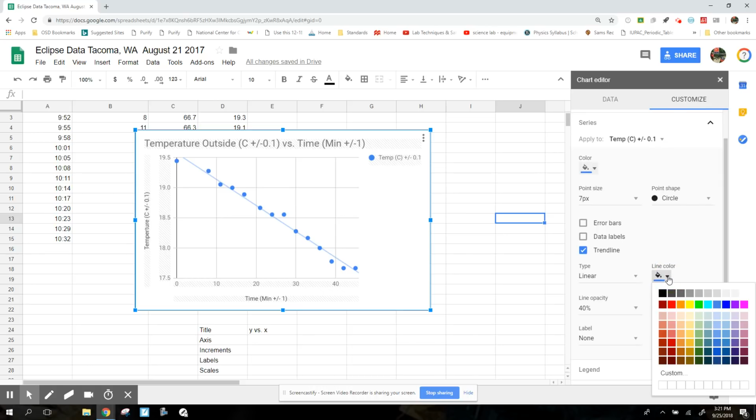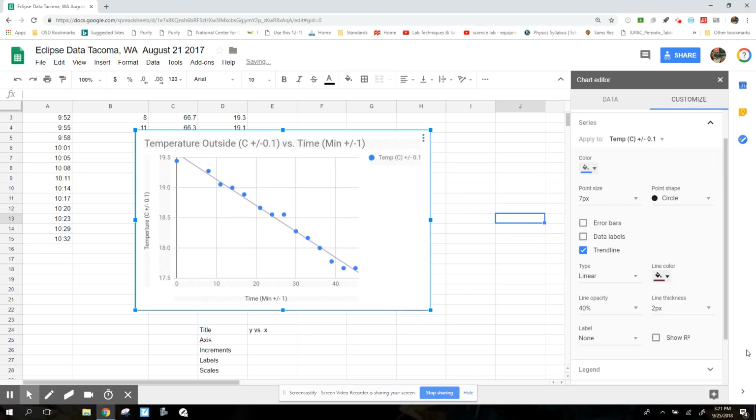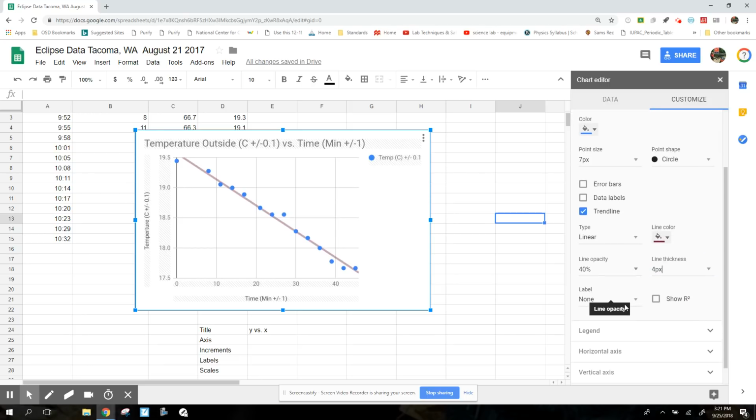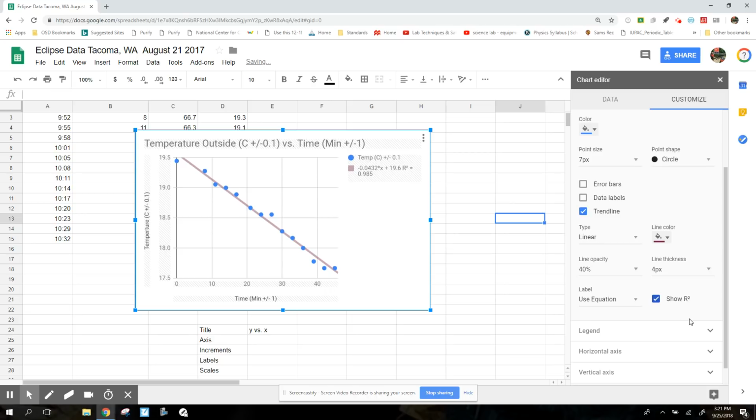I can choose a color for my line. I can be creative. I like that color. I can choose how thick my line is going to be. This is where you can kind of be creative. Now, one really important piece here is the label. And the label is where you get the actual mathematical relationship between your y versus x variable. So I click use equation and show r squared value.